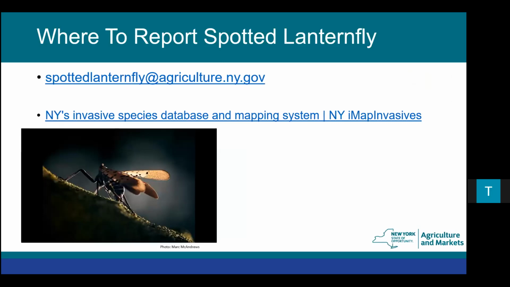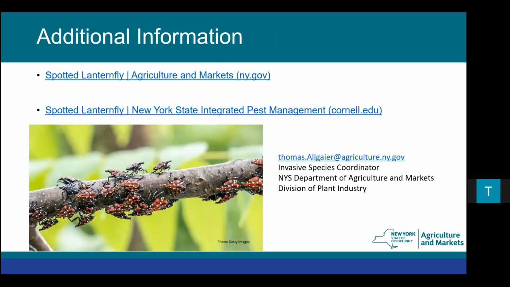As I mentioned about reporting, you can report it through iMapInvasives or to the New York State Ag and Markets reporting site, which is just spotted lanternfly at agriculture.ny.gov. For more information, you can always visit the Ag and Markets website, and also the Cornell Integrated Pest Management site has the updated maps, and there's quite a bit of information there as far as what pesticides are currently approved for use in New York State, or you can always email me.